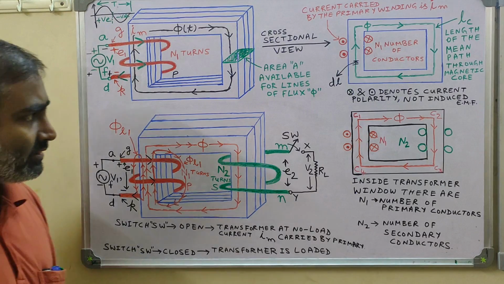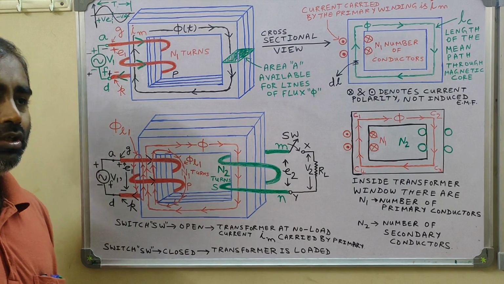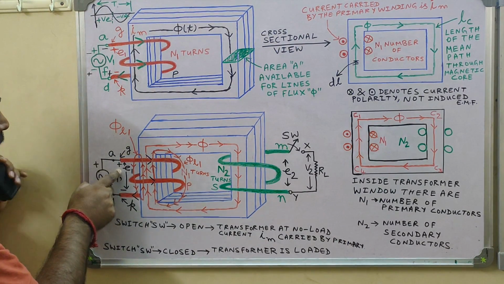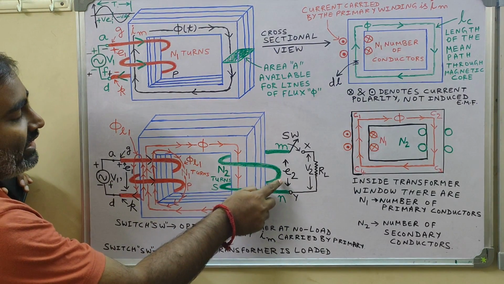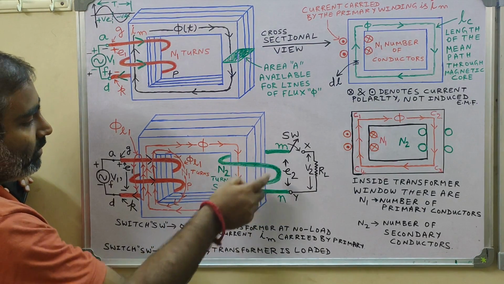Now let us make ourselves very clear about this: if we write something with a small case letter, like small e1 or small e2, then we take that value to be the instantaneous value. Instantaneous value means it is a function of time, so it is going to change from one time instant to another. So e1 is the instantaneous value of EMF induced in the primary coil P, and e2 is the instantaneous value of EMF induced in the secondary coil S, having N2 number of turns.